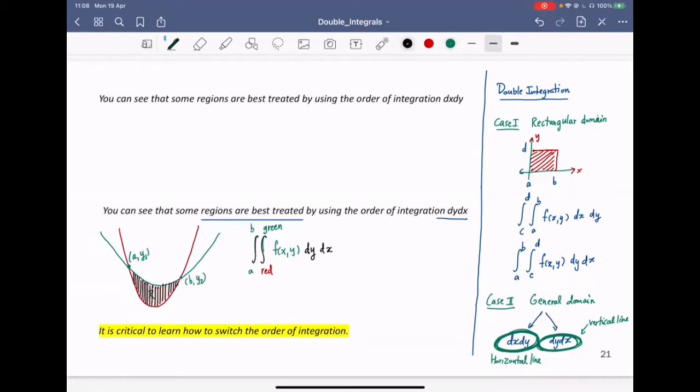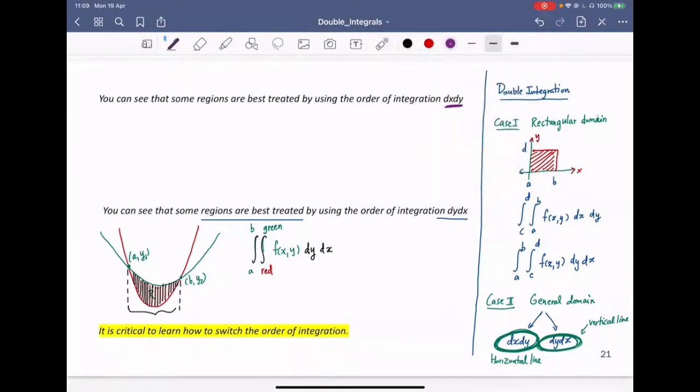So the boundary on the outside is going to be the range of the x value that you integrate with respect to. Does it make sense? That is how you set up the integration.